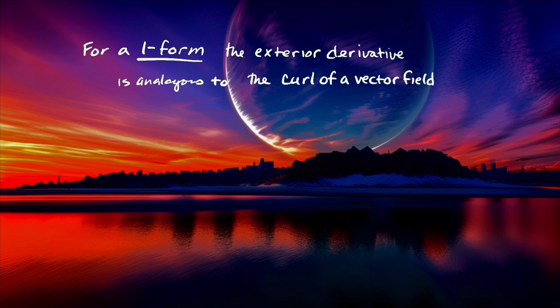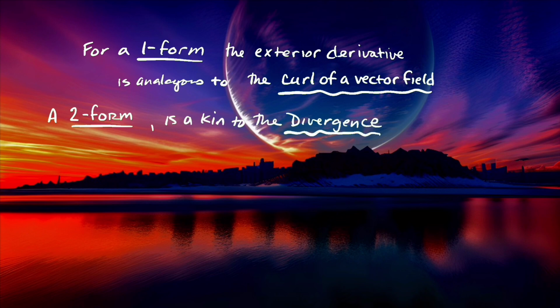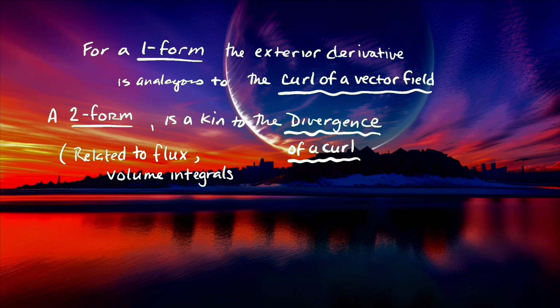For a one form, the exterior derivative is analogous to the curl of a vector field. And then a two form is akin to the divergence of a curl, related to flux and volume integrals.